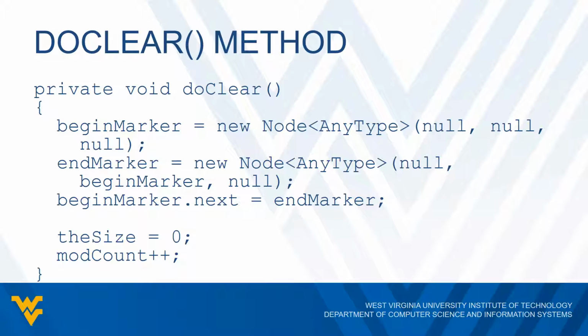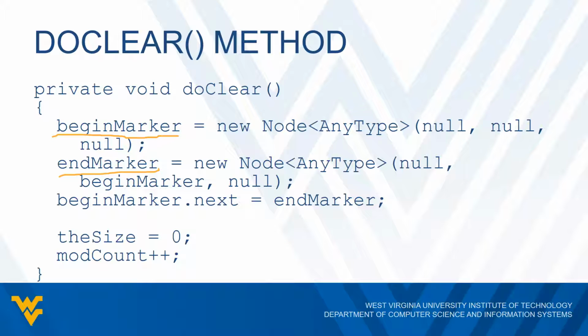Let's take a closer look at the doClear method. So the idea with this is we're pretty much initializing the entire list. We're clearing all the contents of the list, and we're pretty much just starting with an empty list. So we start by creating the header and tail nodes, and this is noted with the begin marker right here and the end marker right here.